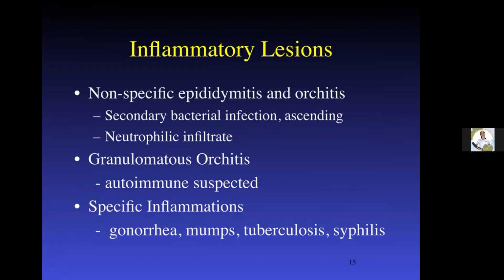Nonspecific epididymitis and orchitis may be secondary to bacterial infection and is a form of ascending infection, and the infiltrates are of the neutrophilic type. You have also granulomatous orchitis, and the suspected cause would be an autoimmune process.